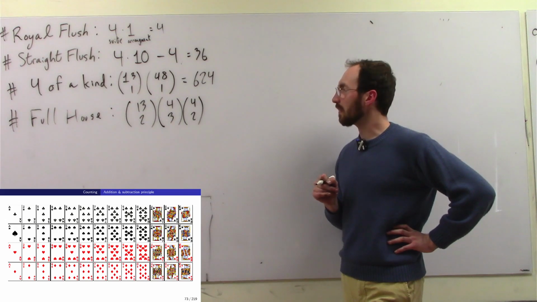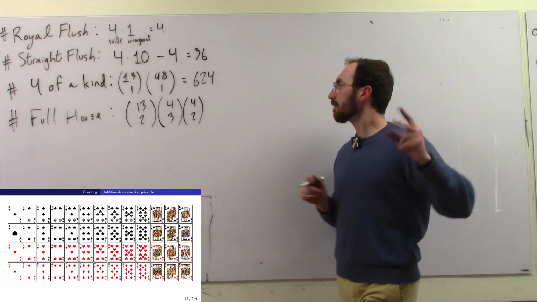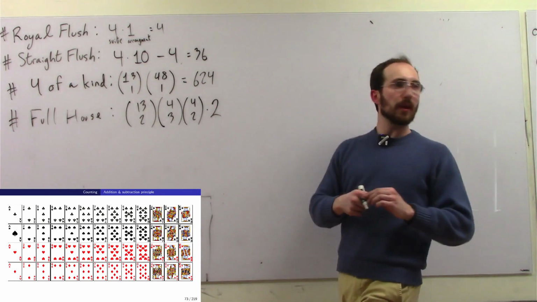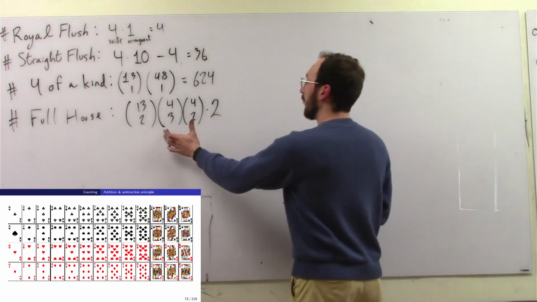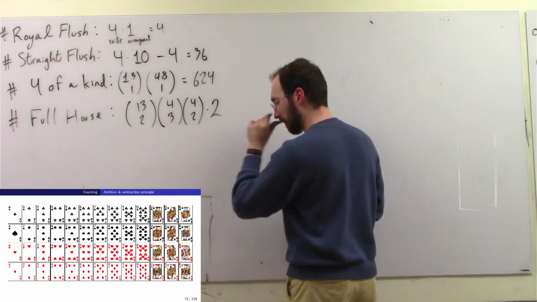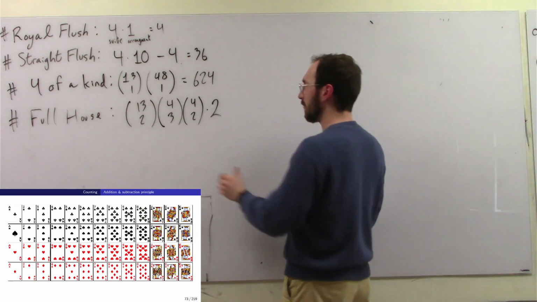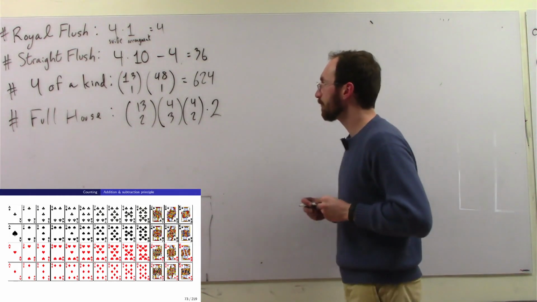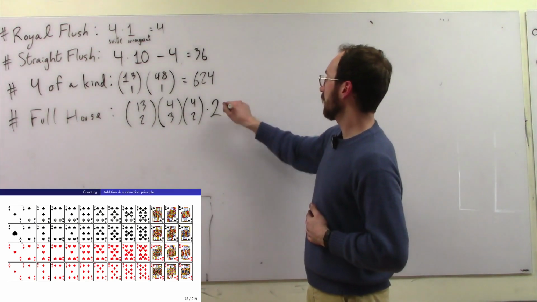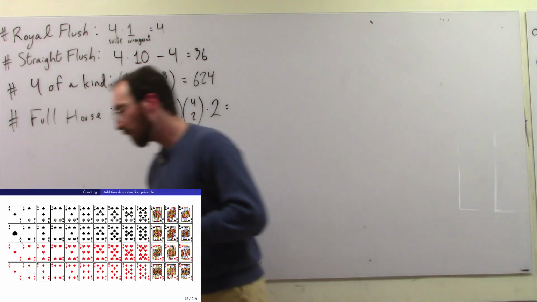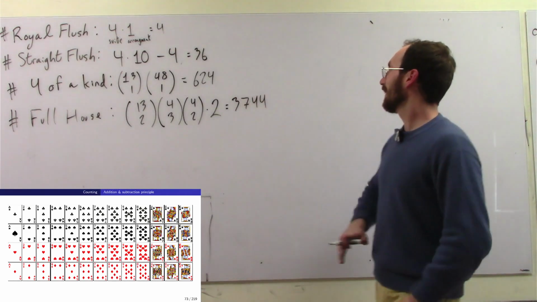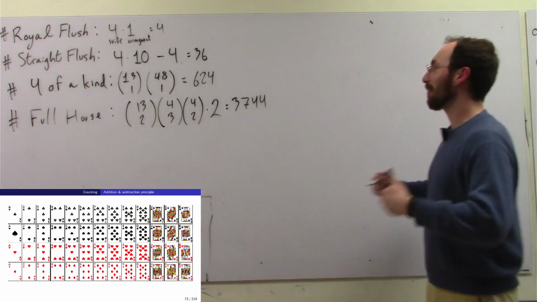And I feel like I'm missing a step, but that's... We need to multiply by 2 to pick which of the 2 we chose. Thank you. Perfect. Appreciate it. Yes. And it mattered in this case which of these 2 we're actually going to get 3 of. Yes. And in this particular case, we get 3,744.